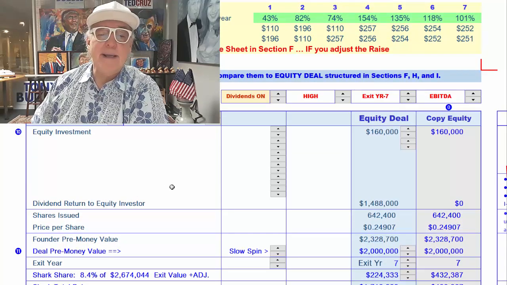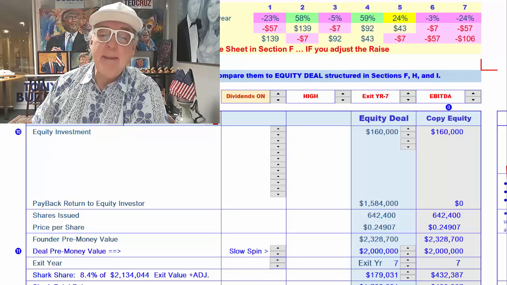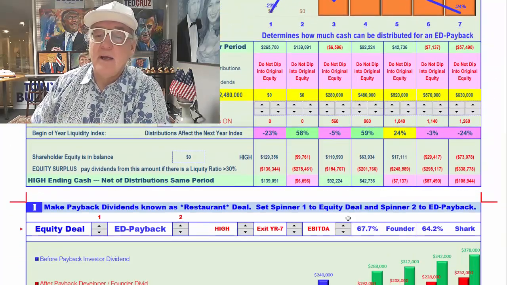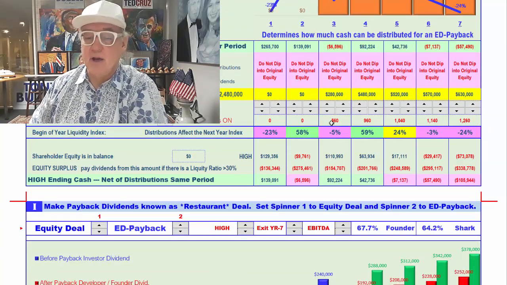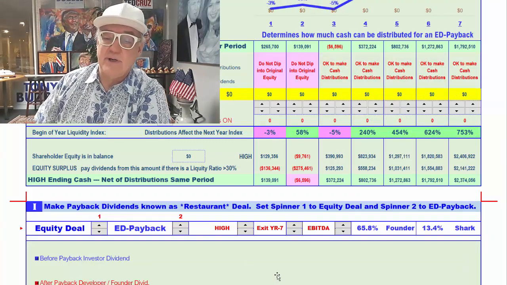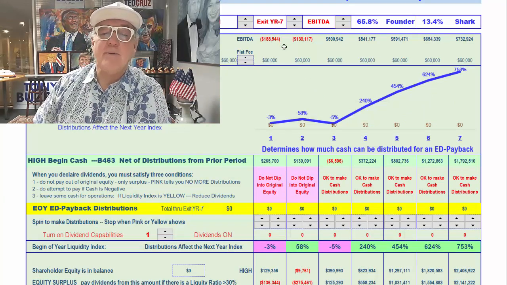All right, now let's go in and do an equity payback. Dividends are on. Let's go back up to the section. Now I see a bunch of pink here, so what I think I ought to do is just zero these guys out to make sure we're not paying out dividends until we know what we're really doing. So let's come up here. Set up the development management fee.